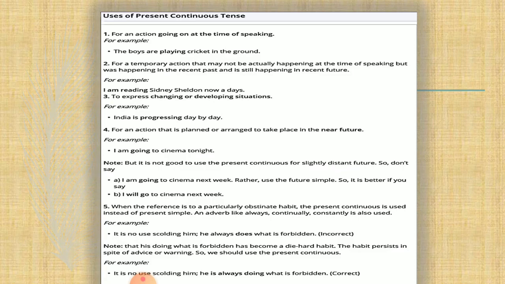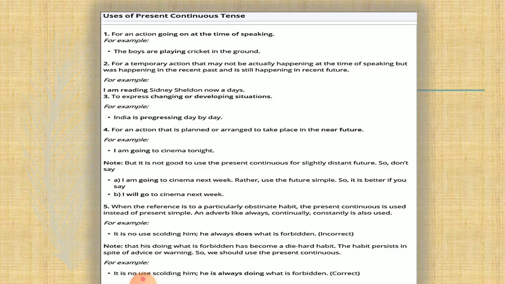To express a changing or developing situation, that means something is in progress, like India is progressing day by day. We're not talking about the moment, but about what is happening nowadays. For an action that is planned or arranged to take place in the near future, the same as I talked about earlier regarding the progressive tense, the same has been used over here for the planned future action. Examples are given below: I am going to the cinema tonight, or we can say I will go to the cinema next week or tonight, whatever.